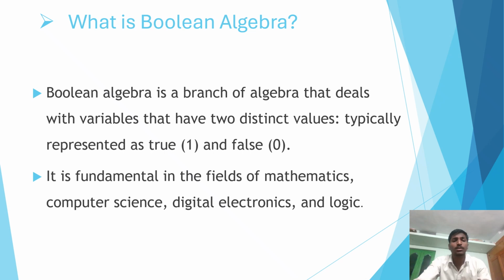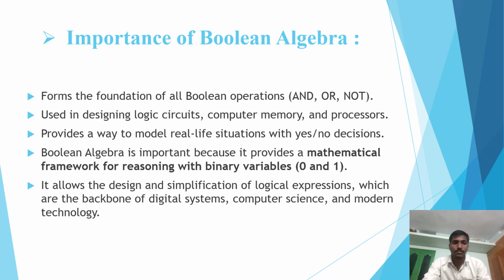Boolean algebraic function is a branch of algebra that deals with variables that have two different values, typically represented as true and false. True is represented as 1, false is represented as 0. It is fundamental in the fields of mathematics, computer science, digital electronics, and logic.